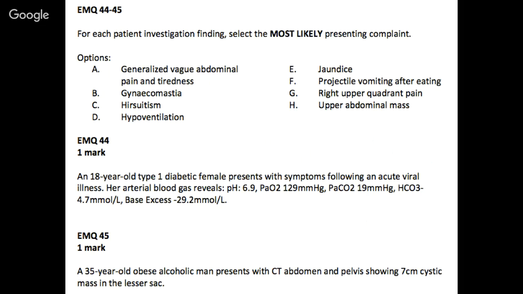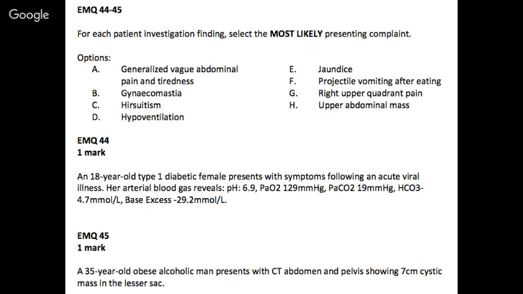Okay, so what condition does the patient in 44 have? So she's a type 1 diabetic. There's been a trigger of an acute viral illness. So what's the condition that she has? What does she have, first of all? Not the answer, but what? Acidosis. Yeah, so it's a diabetic ketoacidosis, okay?